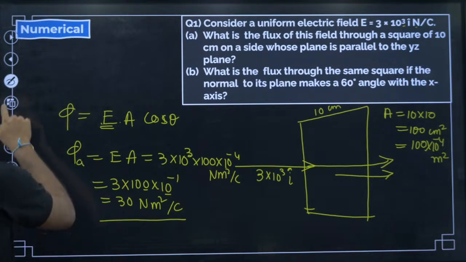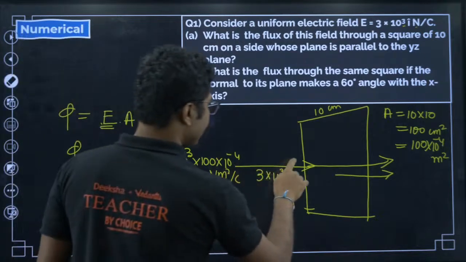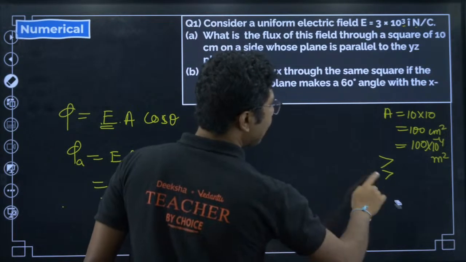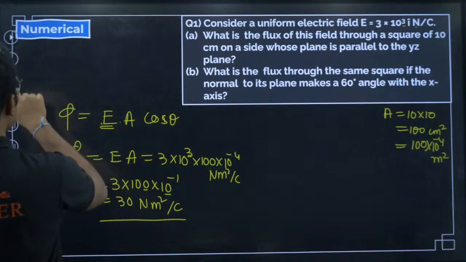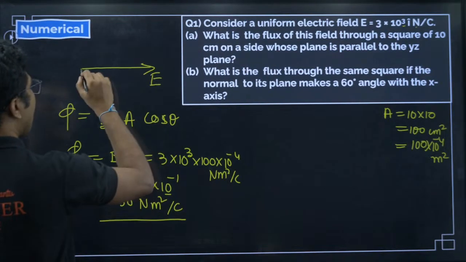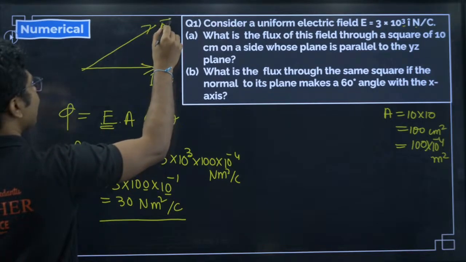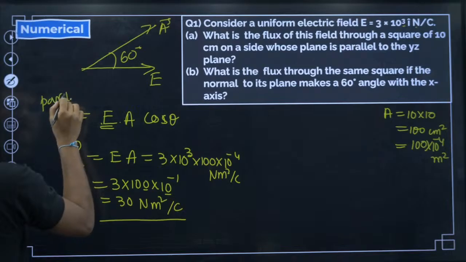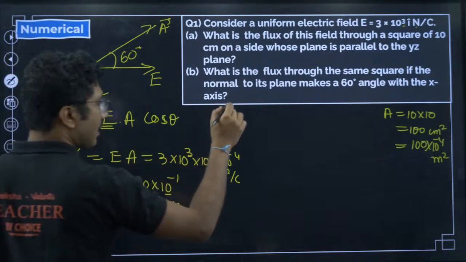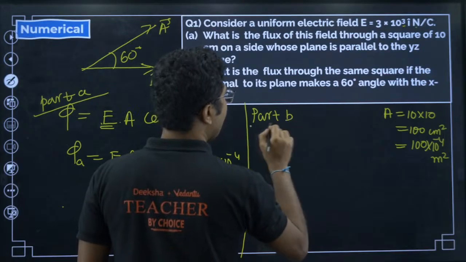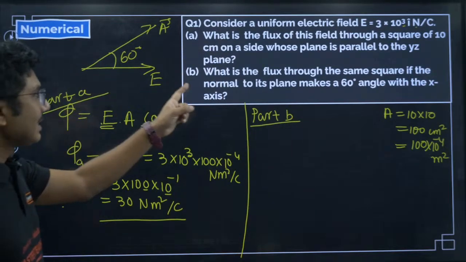Okay. Now, second problem is the same question, but in this case they said that the angle between the surface and the area is 60 degrees. So, electric field is in this direction and the area is in this direction. So, angle is 60 degree. This is part A. What will be part B? Part B is when the angle is 60 degrees.